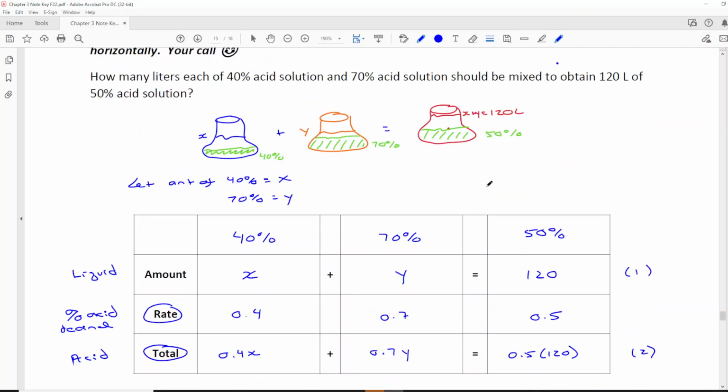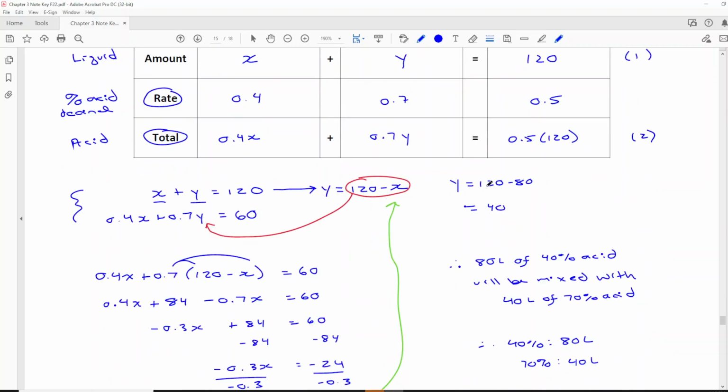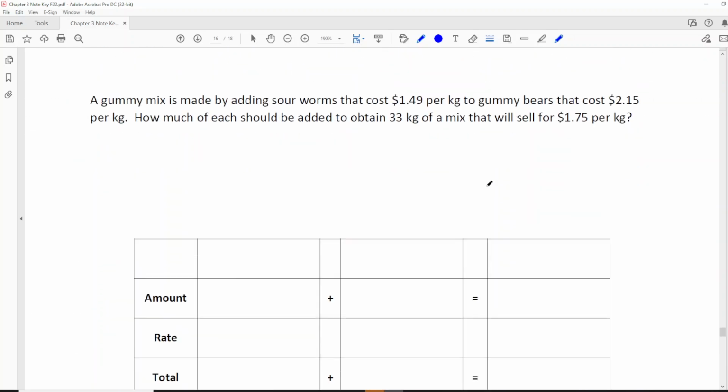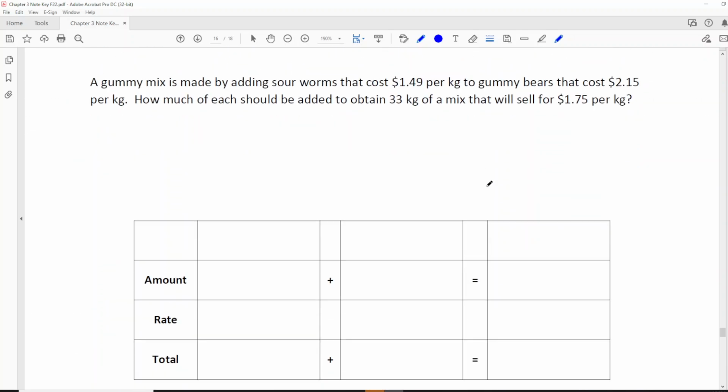That's the first one. So let's do another mixture problem. It's going to feel similar, but very different at the same time. The next question: a gummy mix is made by adding sour worms that cost $1.49 per kilogram to gummy bears that cost $2.15 per kilogram. How much of each should be added to obtain 33 kilograms of a mix that will sell for $1.75 per kilogram?